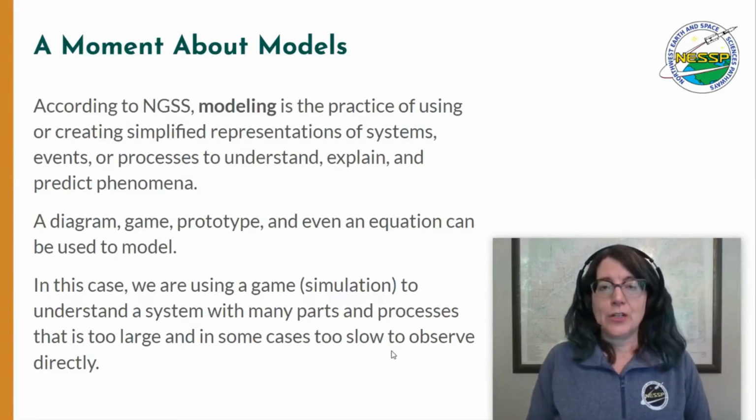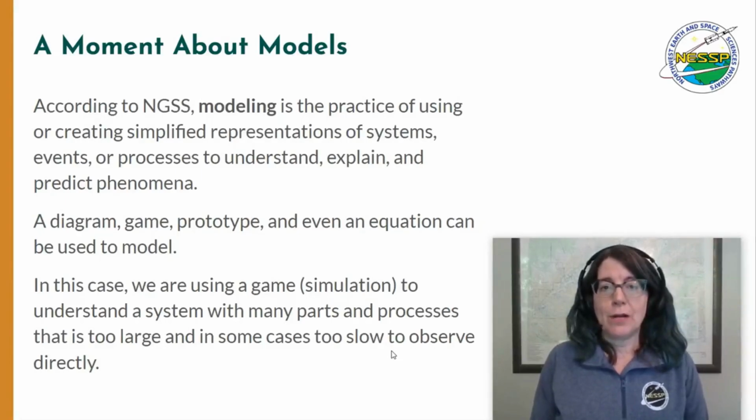Before we get going, I just want to take a moment and talk about how the Next Generation Science Standards define modeling. This is the practice of using or creating a simplified version of a system, event, or process. We need to do this to help understand, explain, or predict these very, very large or very, very small things that we can't otherwise observe directly.